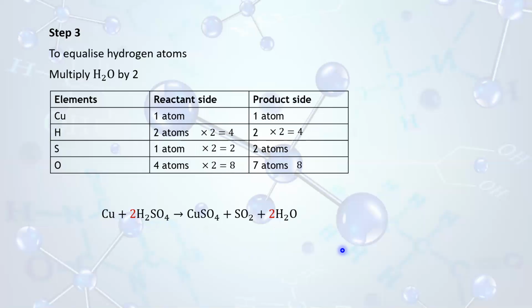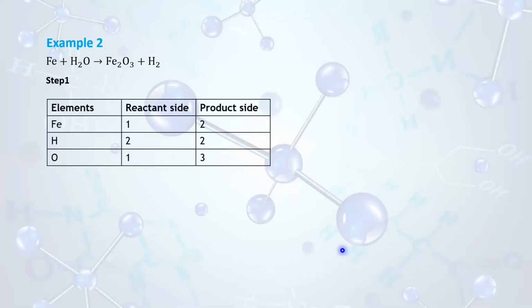Let us try another example. Iron and water. Fe plus H2O gives Fe2O3 plus H2. First step, counting the atoms. For that, we are making the table. The first column is for elements, second column for reactants, and third column for the product side. Which are the elements present here? First element is iron. So write the symbol in the first column, Fe.